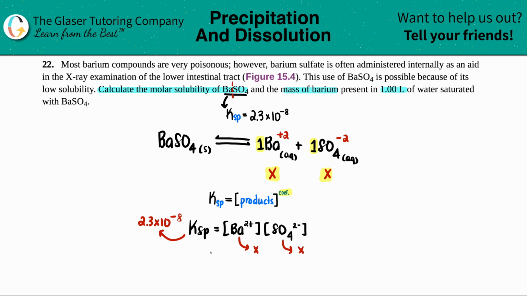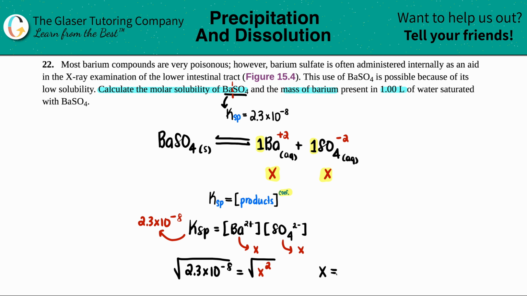So, let's see. 2.3 times 10 to the -8th equals, we have x times x, and x times x is just x squared, right? So I could just erase this and put a square. Maybe I'll get rid of these. And then all we'd have to do is just do the square root.